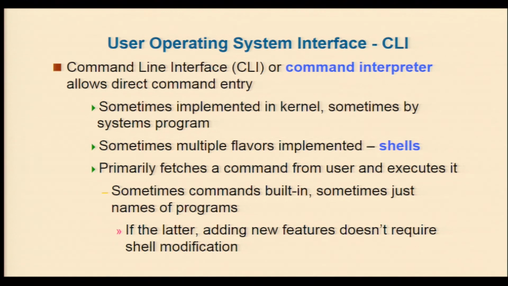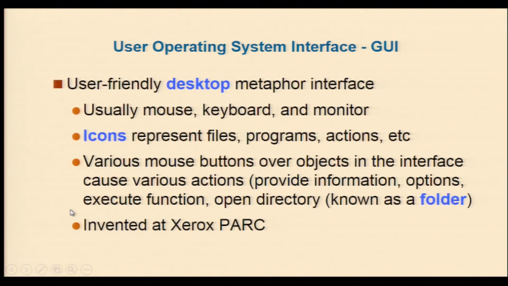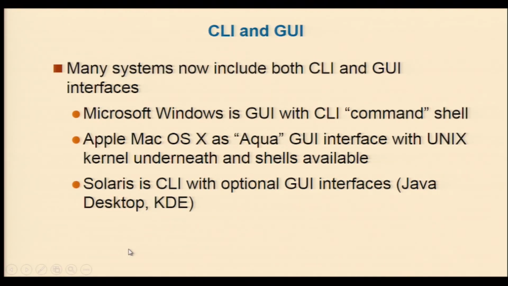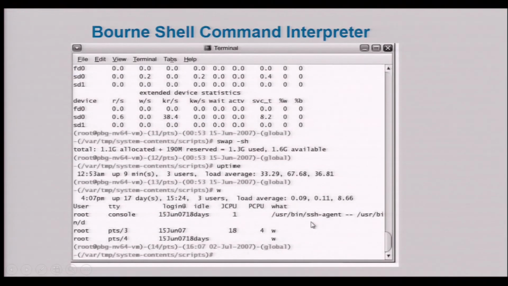User operating system command line interface, this we are aware of. It's a very rudimentary way, the commands are very cryptic. GUI has good windows, icons, menus and pointers. Some operating systems provide both command line interface and GUI. We have different names for it: Apple Mac OS, Solaris, Java desktop, KDE, K desktop environment. The GUI interfaces have improved a lot.